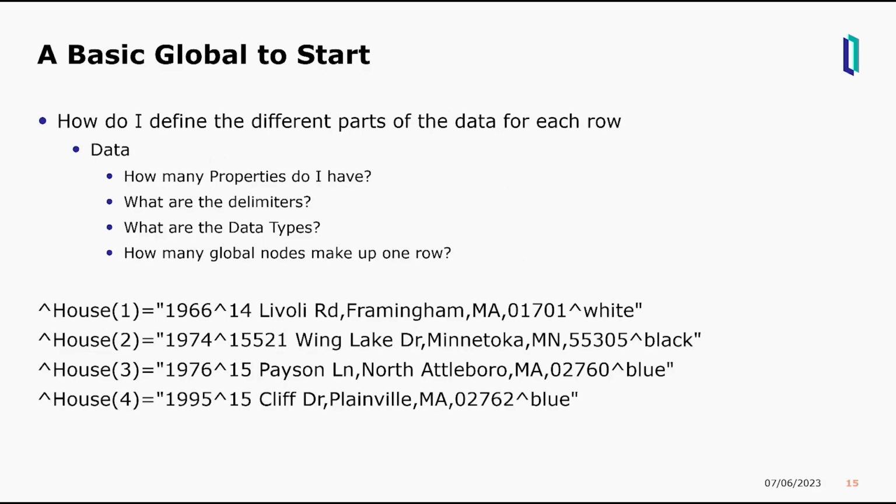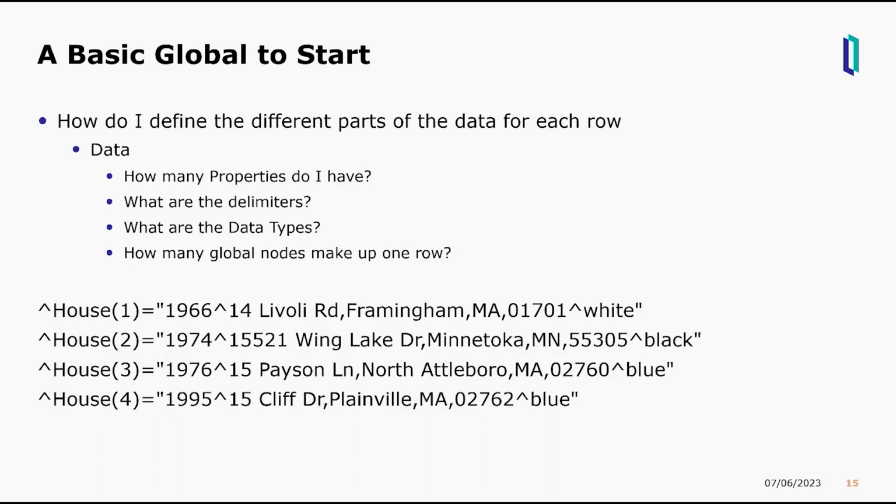And the next one, what's the data look like? So how many columns am I going to have in my table? How many columns do you want in your house table? 3. Okay. Anybody else want something else? 6. 6. 1, 2, 3, 4, 5, 6. So it's 3 or 6. Do you want what I said, which is year, address, just as an address, and the color, or do you want year, street, city, state, zip, color?